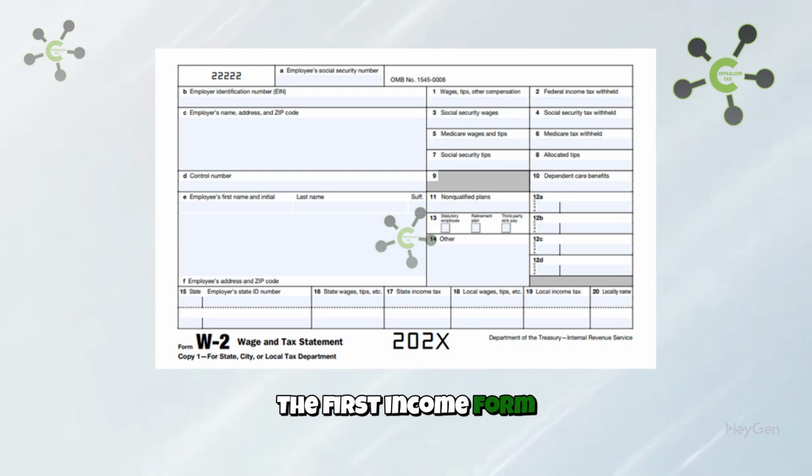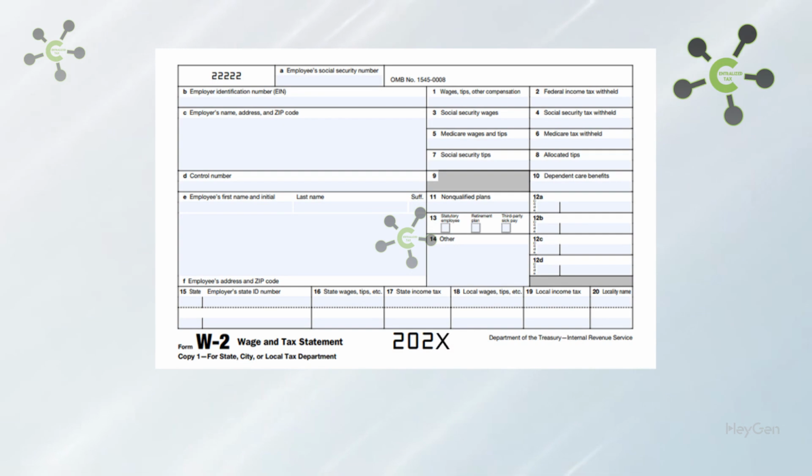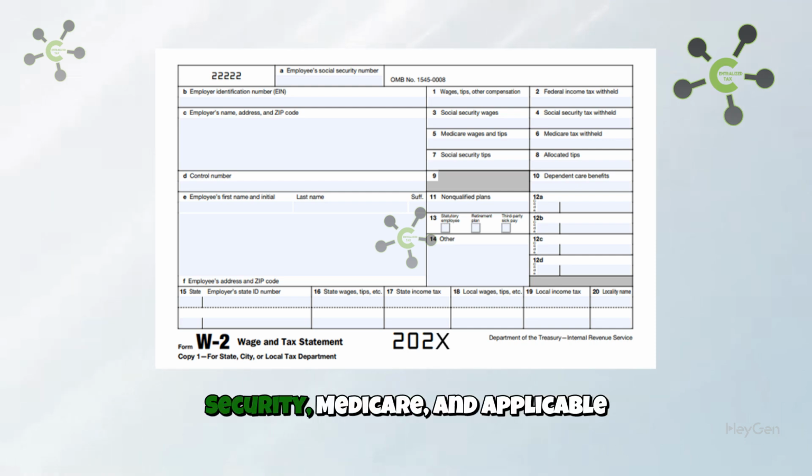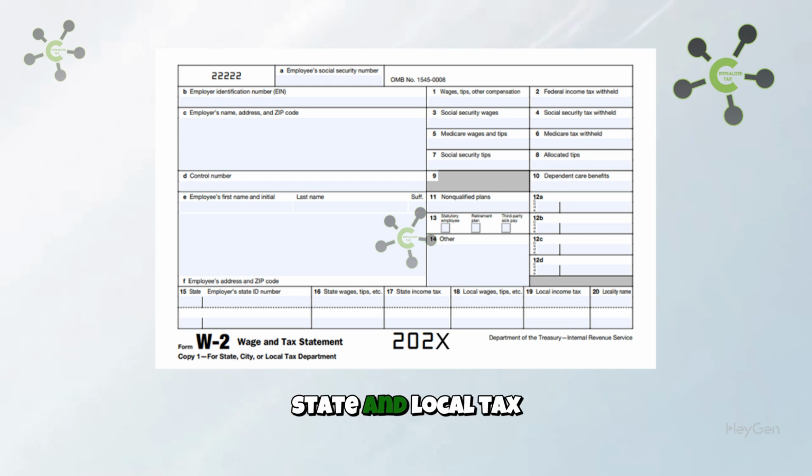The first income form is Form W-2, Wage and Tax Statement. This form is issued by employers to report annual wages and the taxes withheld from your paycheck. It includes federal, Social Security, Medicare, and applicable state and local tax data. Most employees will receive a W-2 for every job they held in a calendar year.